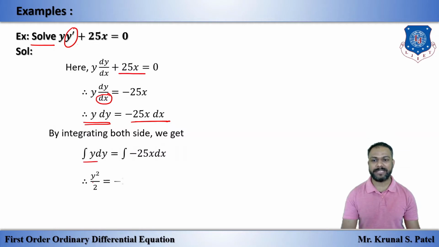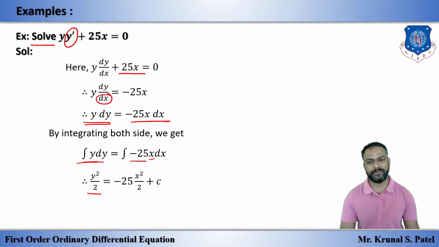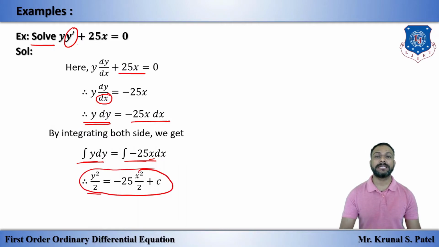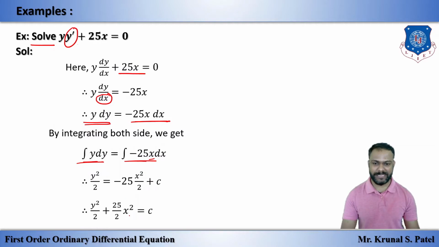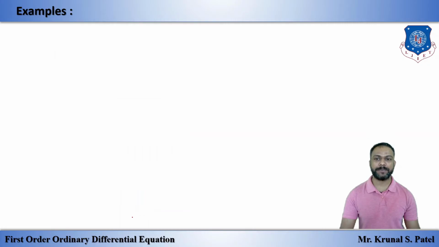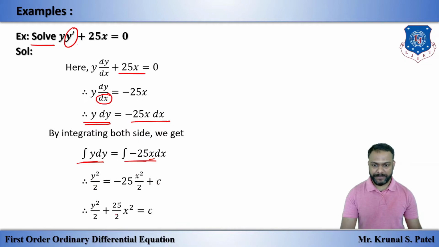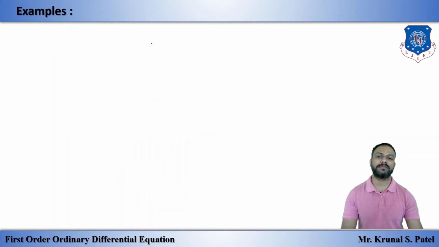Integration of y is y square by 2, minus 25 as it is, integration of x is x square by 2, and plus c is the arbitrary constant of this total. So this is our final answer, or you can simplify further by taking the LCM. So 2 is the LCM, and 2 goes with this c, so we have y square plus 25x square is equal to c.